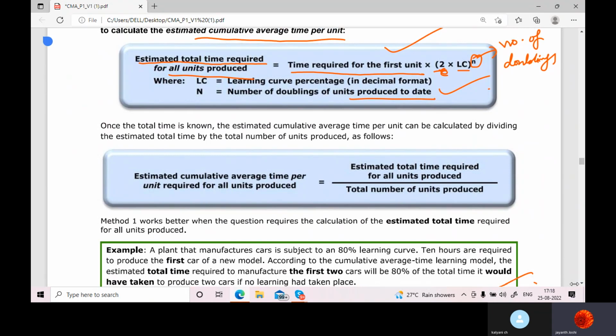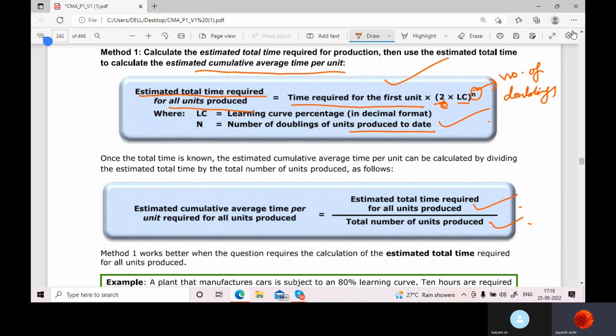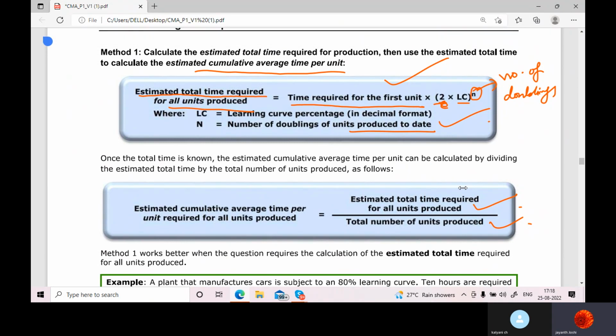Once you get the estimated total time required for all units produced, your next task is to find out the estimated cumulative average time per unit required for all units produced. That means the estimated average time you require for one unit, when you are producing all the units all together. So we get all the units here, the time required for producing all the units divided by total number of units produced. So what did you understand from this, madam? First, you are finding out the estimated total time required for all units. Divided by total units will give you average time per unit that you are taking to produce.